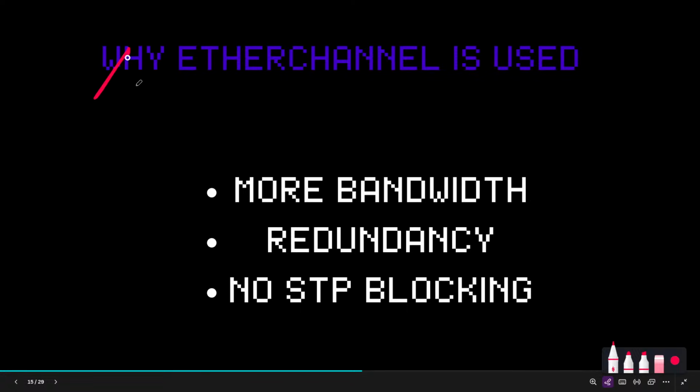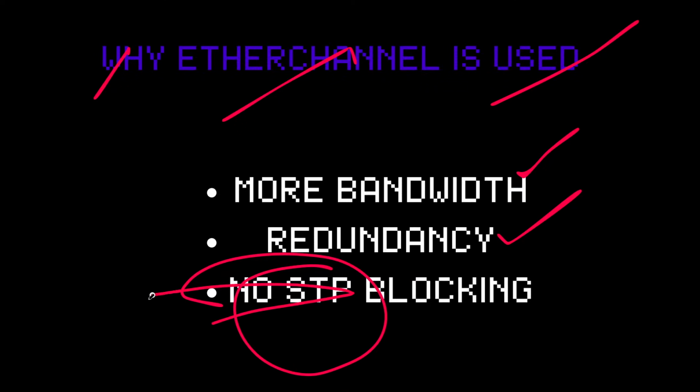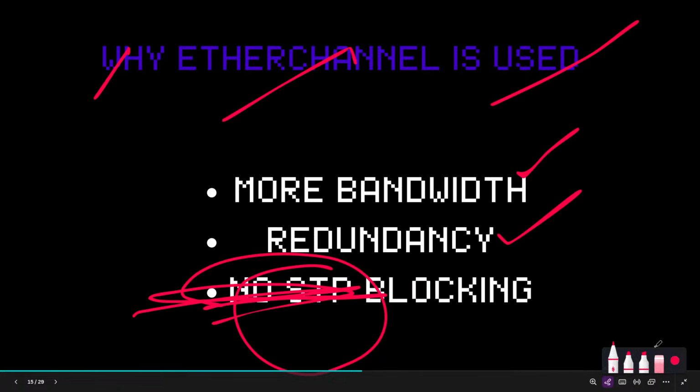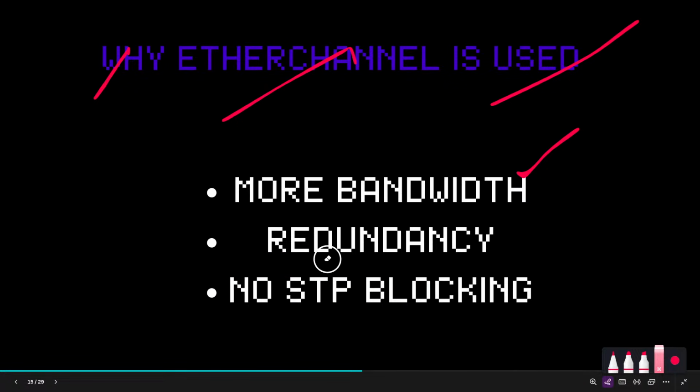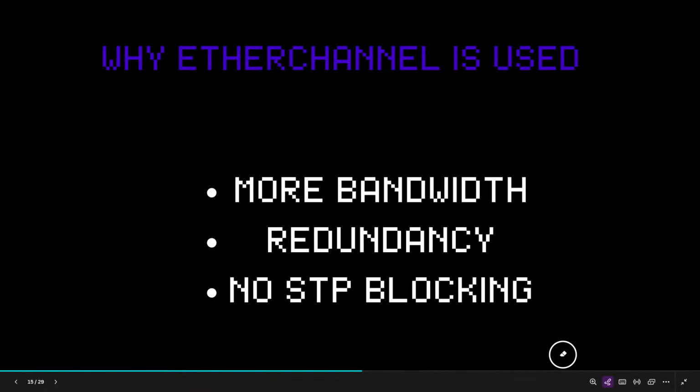Okay. Why is it used? More bandwidth, redundancy, and no STP blocking. There's more bandwidth. Ether channel is basically multiple cables acting as one big cable. Okay. And why is it used?